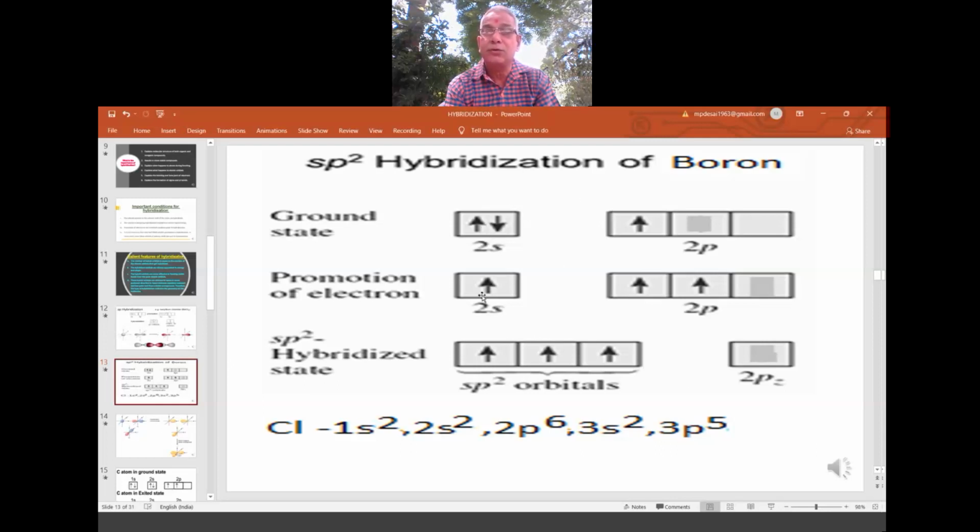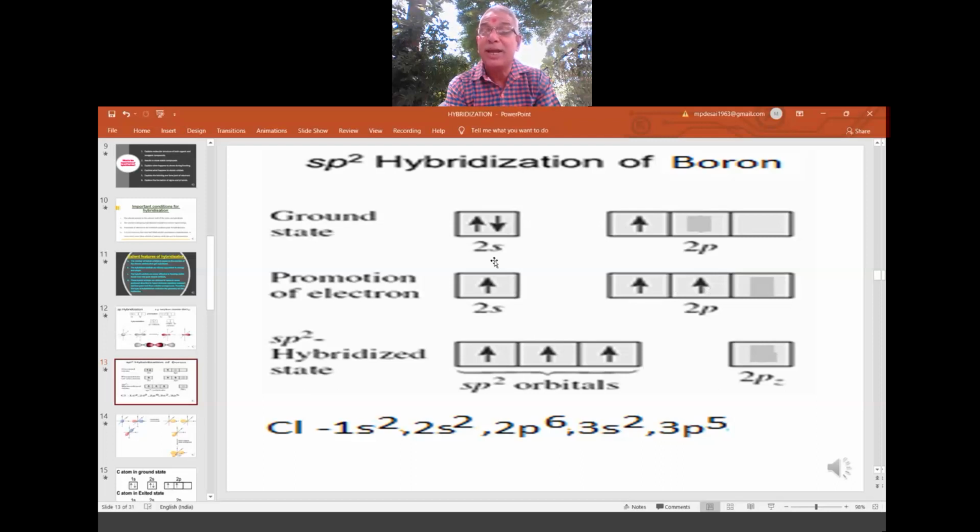Now the new electronic configuration is 2s1, 2px1, 2py1 and 2pz empty. 3 unpaired. So for these 3 unpaired, they undergo what? Mixing. So how many orbitals are mixing here? One s orbital and one p orbital, one more p orbital. That means 2 p orbitals and one s orbital.